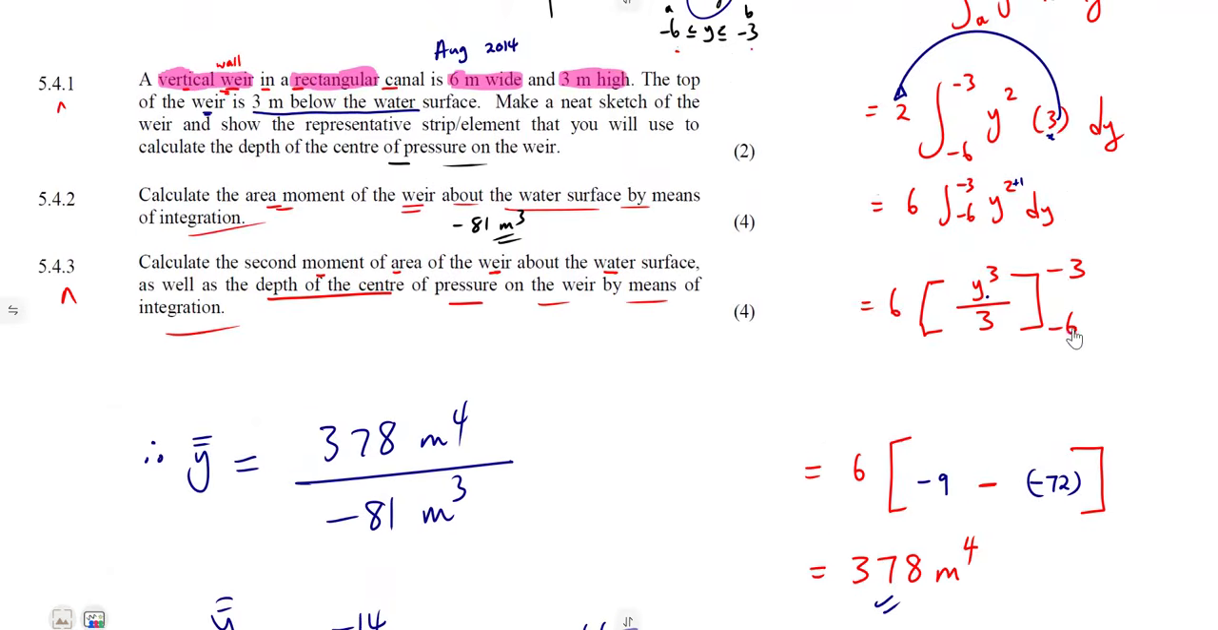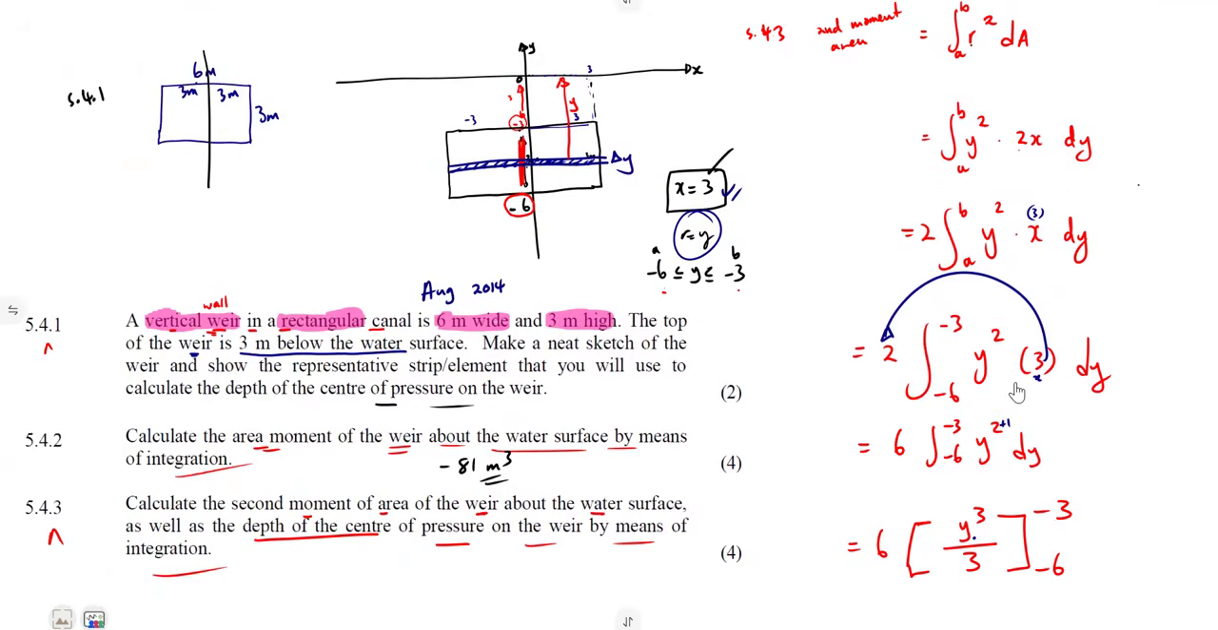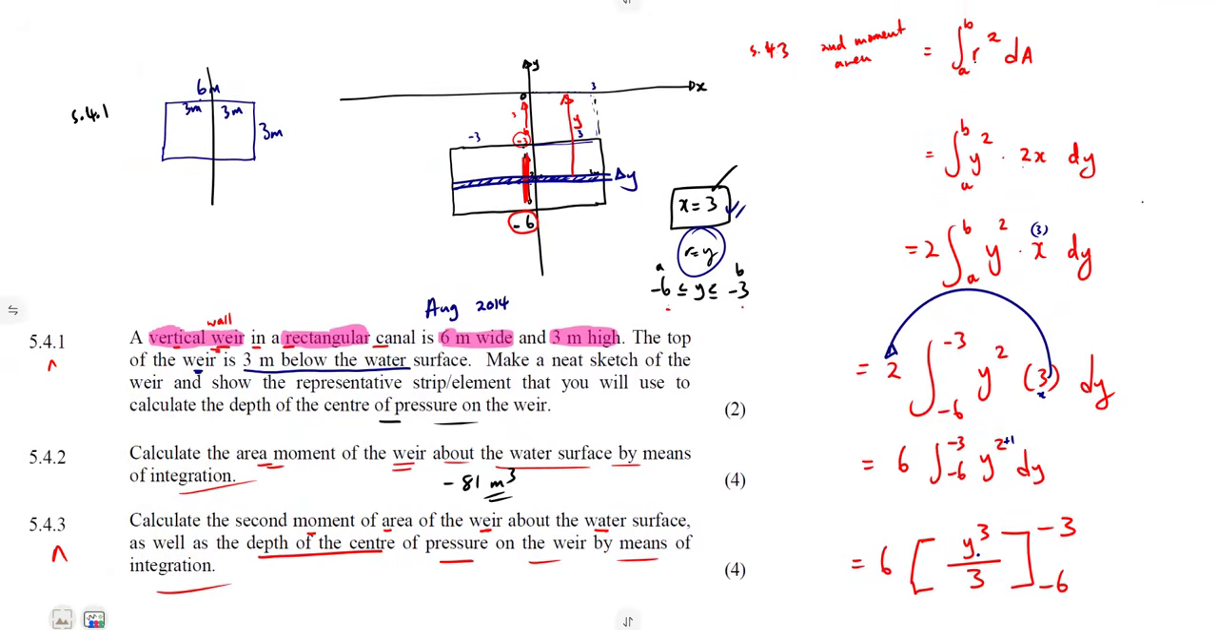But we are not focused on the canal. We are focused on the retaining wall, guys. Just like that. It's an exam question, this one. 10 marks, 4, 8, 10. Just like that, you've got 10 marks.